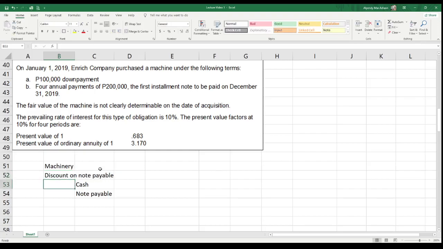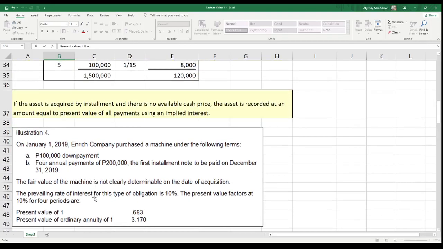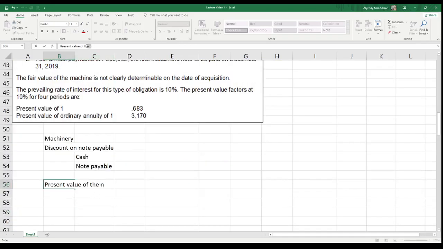But the question here now is, we have no available cash price. So how are we going to determine the cost of the machinery? Again, we will have to compute for the present value of all payments. Take note, class, supposedly I would say present value of the note, but it's not the present value of the note. Instead, it is the present value of all payments. Now, what are all the payments?